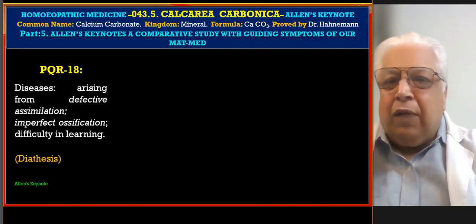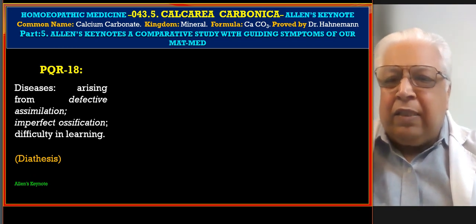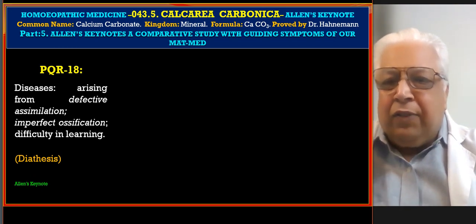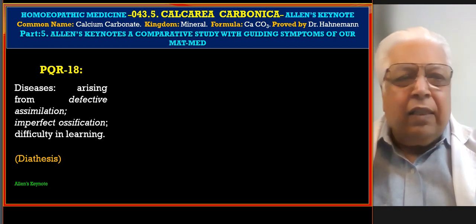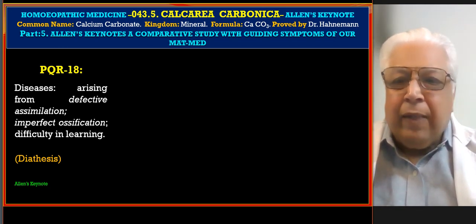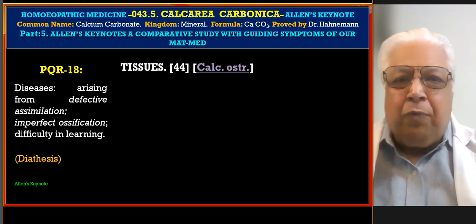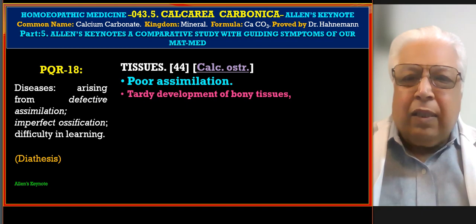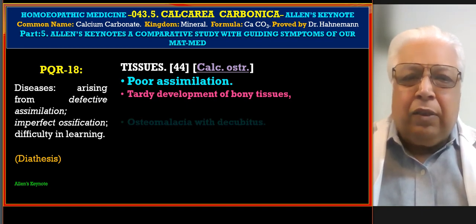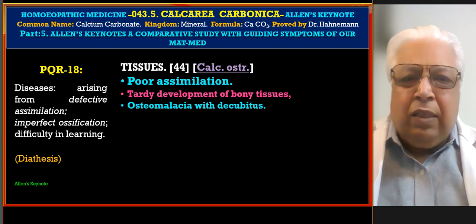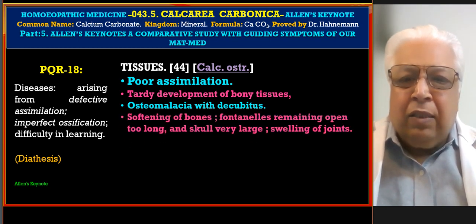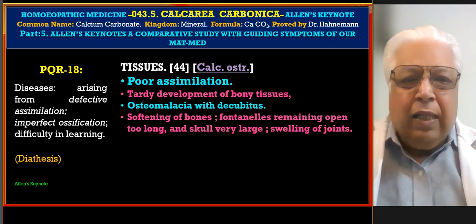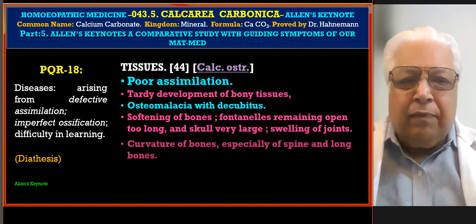Now we come across the PQR 18, diseases arising from defective assimilation, imperfect ossification, and difficulty in learning to walk, especially weak musculature. This is a diathesis, and we find corresponding information in tissue section, chapter number 44. Poor assimilation, second grade representation, tardy development of bony tissue, first grade representation, osteomalacia with decubitus, second grade representation, softening of bones, fontanelles remaining open too long and a skull very large.